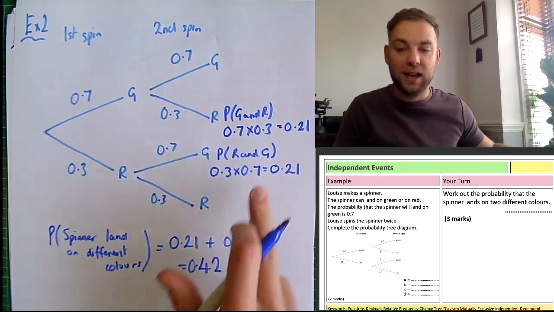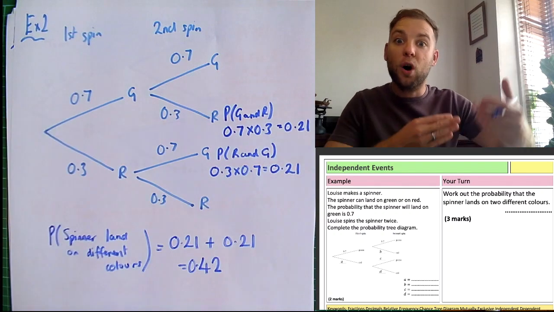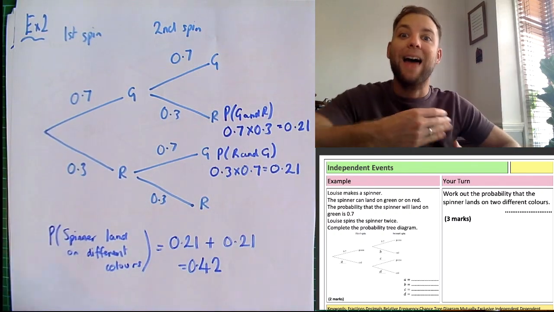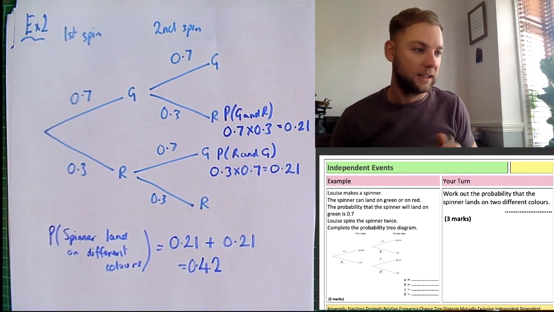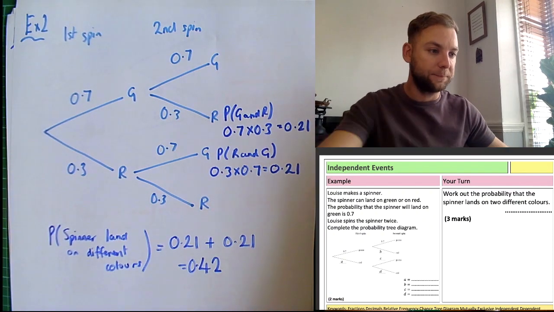So here, take note, we're not using green and green because that's the same colour. We're not using red and red. The times that it happens are these ones, but I've got to find out both the probabilities and then add them together. Okay. So I've got another example here.